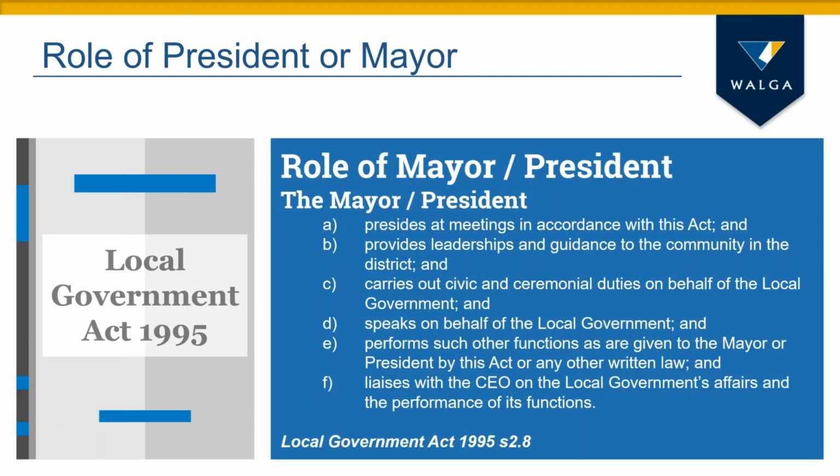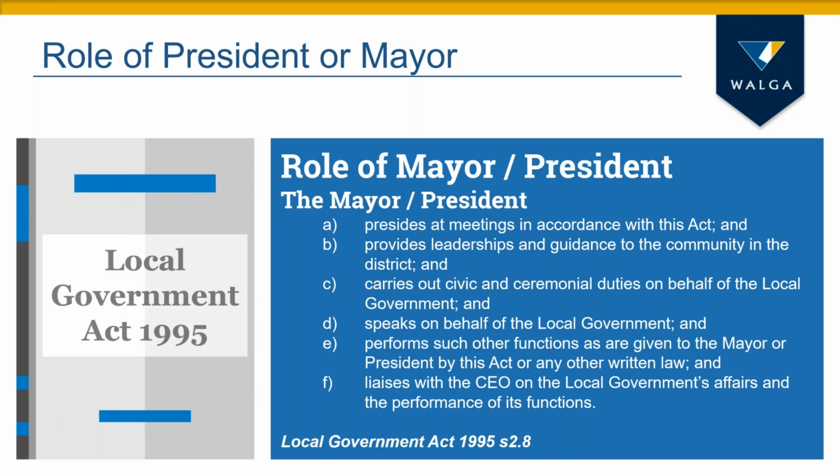The Local Government Act prescribes the role of the Mayor or President. This person leads the council as a team and provides leadership to the community. The responsibilities of the role include presiding at council meetings, providing leadership and guidance, carrying out civic and ceremonial duties on behalf of the local government, speaking on behalf of the local government, and liaising with the Chief Executive Officer. The Mayor or President has a significant leadership role under these provisions, but as is the case with councillors, they have no individual powers.